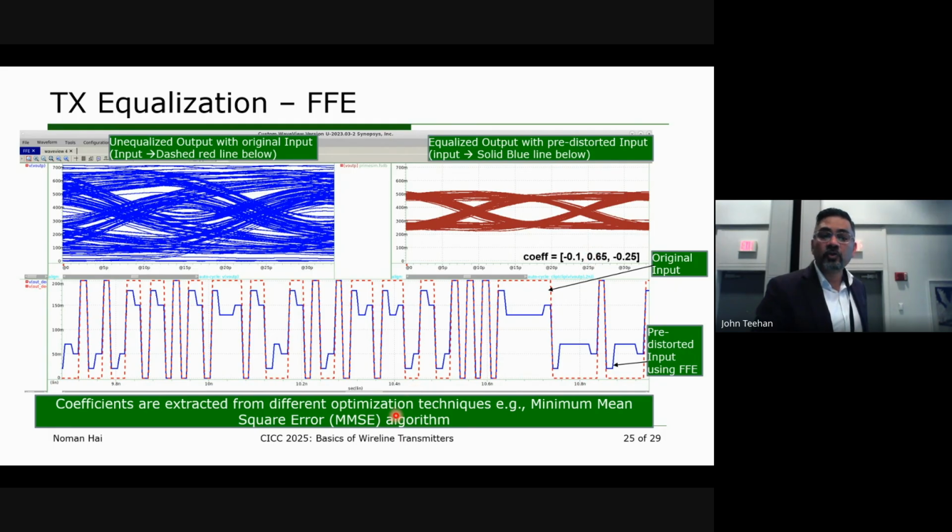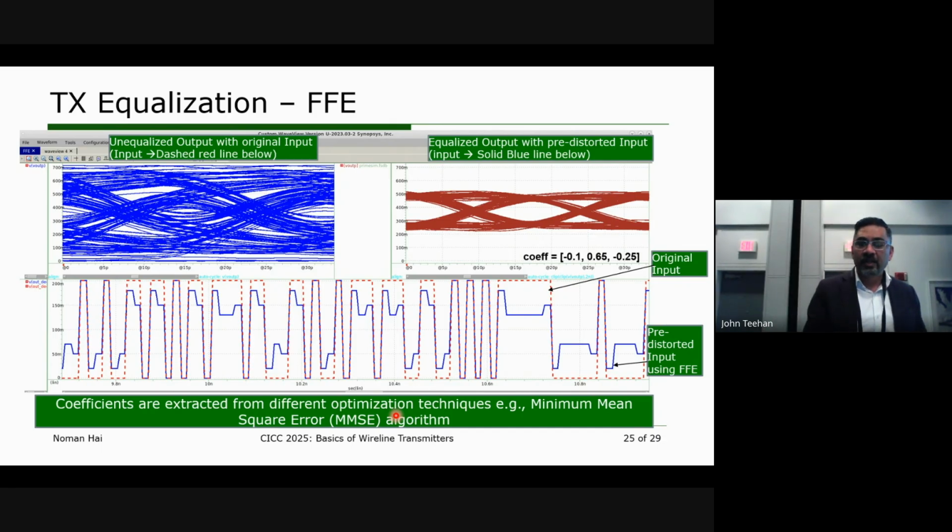And these weights are usually set using different optimization schemes. One of the most common optimization schemes is called minimum mean squared error. So we take the error, what is coming in, and it is also used in machine learning and all these optimization algorithms too.